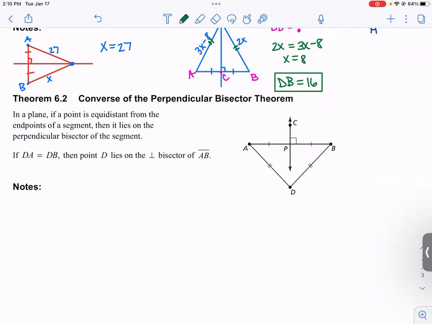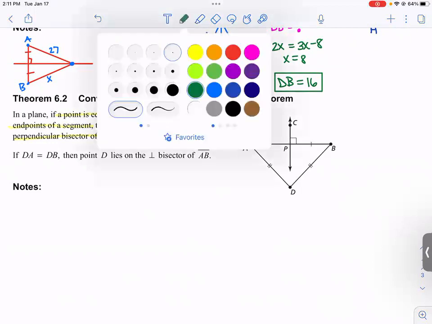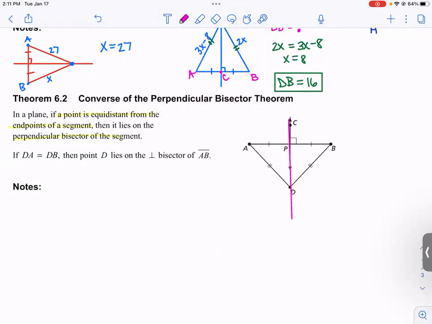Okay, so now we also have the converse. What does converse mean? If we have if P then Q, what's the converse? If Q then P, we're gonna read it backwards. So if a point is equidistant from the endpoints, then it's on the perpendicular bisector. Okay, so we know that this point is equidistant from A and B, which means that it's going to be on the perpendicular bisector.